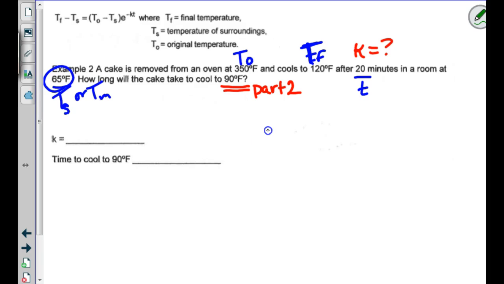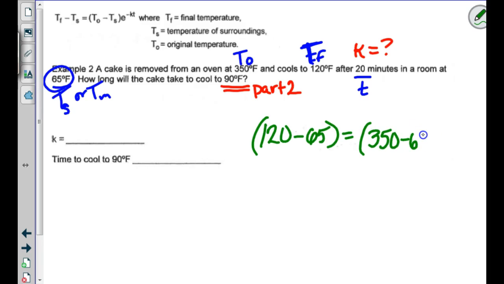All right, so we have final temperature minus surroundings equals original temperature, we're in Fahrenheit this time, minus surroundings, e to the negative k, we don't know, times t, which is 20. All right, do some work, see how far you can get.